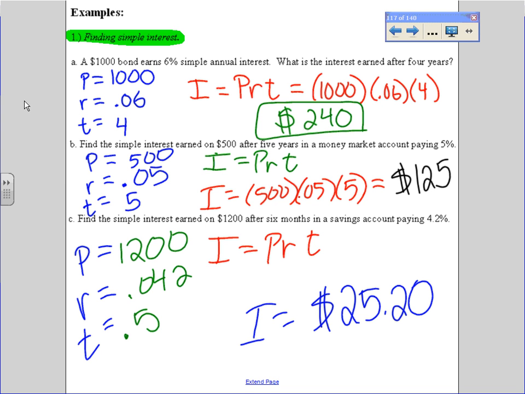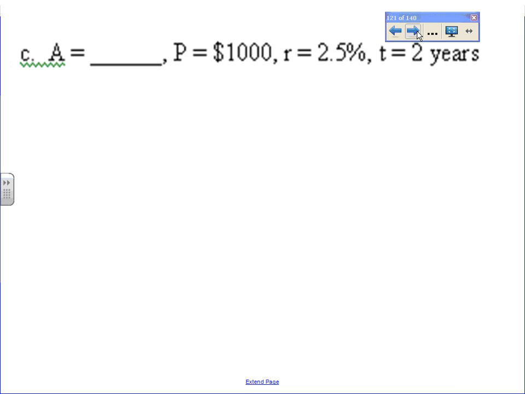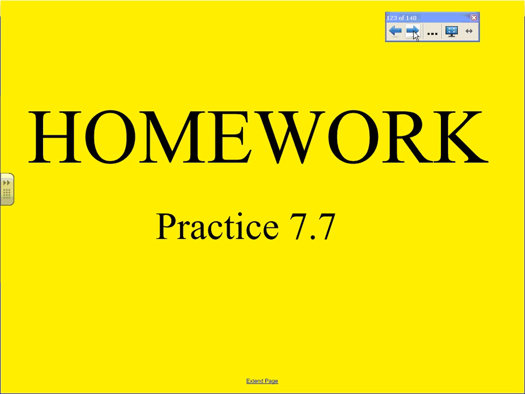Okay, give me a thumbs up, thumbs up, thumbs down on interest equals PRT. Principal times rate times time. All right, so easier than last lesson it looks like. All right, so I don't have much homework to give you, but what I am going to give you is practice 7.7.